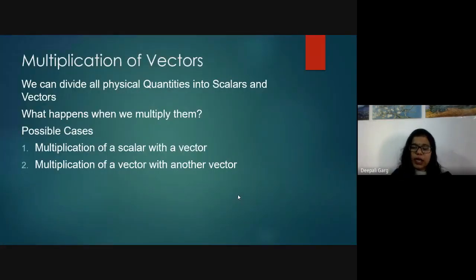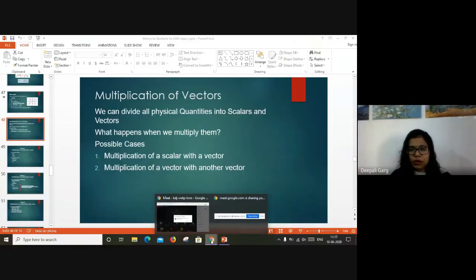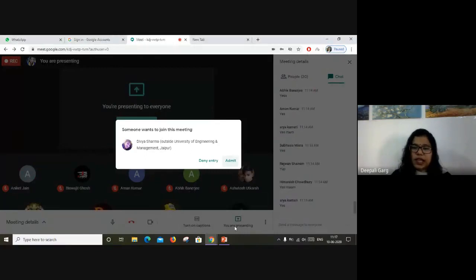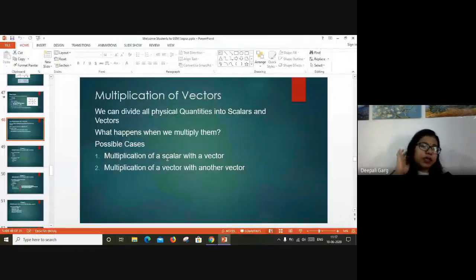So here two cases arise. When you multiply a vector, either you multiply a vector with a scalar or you multiply a vector with a vector. So we will discuss these two cases. Our first case is when you multiply a scalar with a vector.